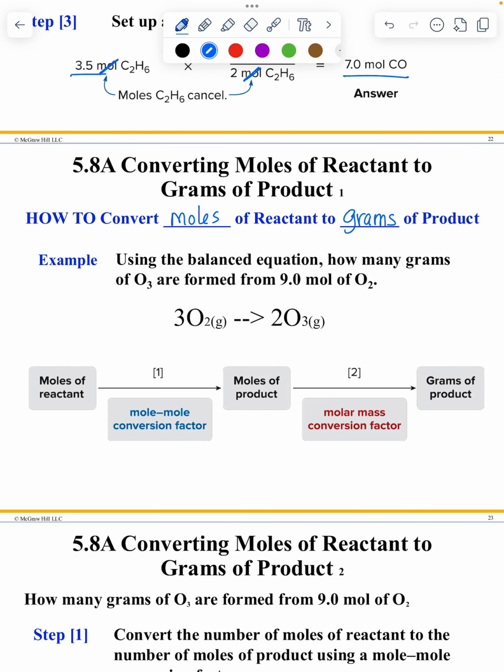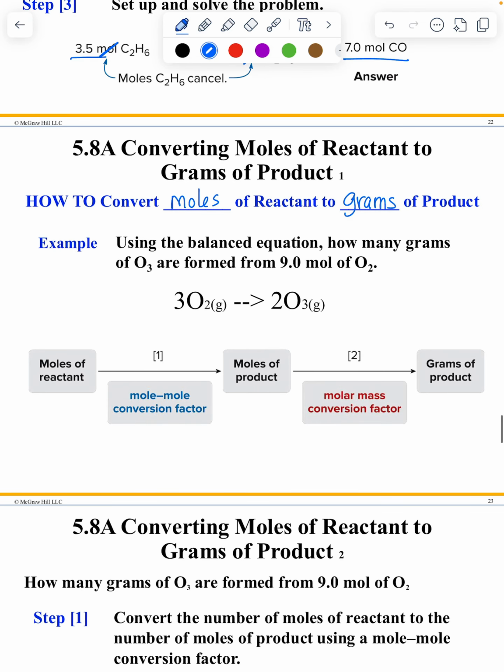And we're going to use the mole-to-mole ratio to do that, and we get that from the balanced equation. And then our second step, we're going to take the moles of B and convert it to the grams of B. And to do that, we're going to use the molar mass like we've done before. So we're simply combining the two things that we've just learned so that we can convert between moles of one thing to grams of another.